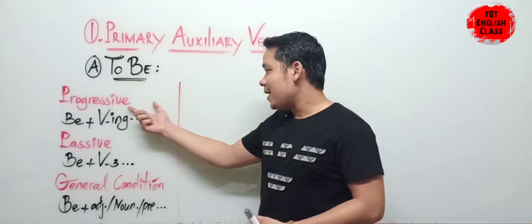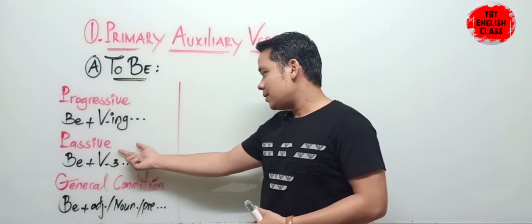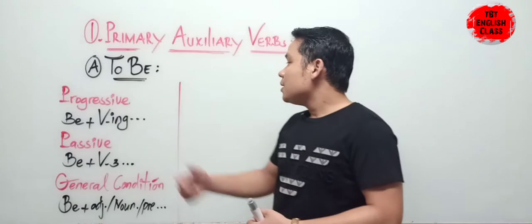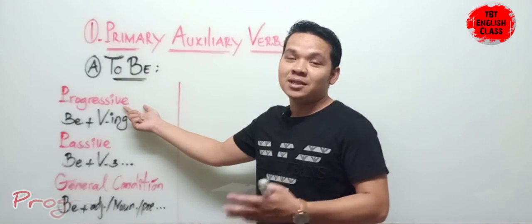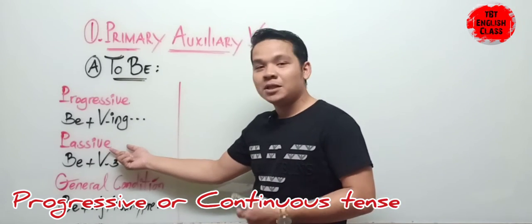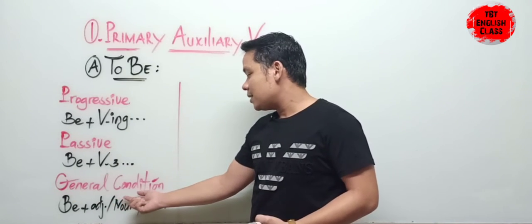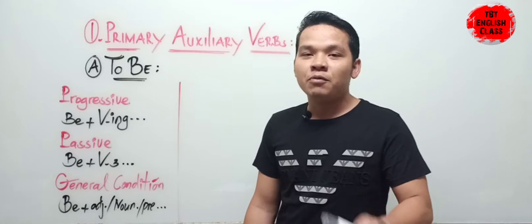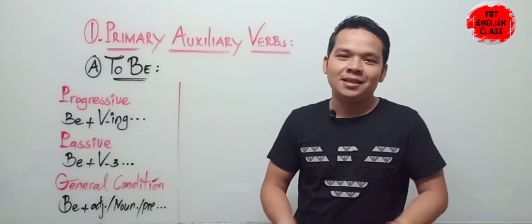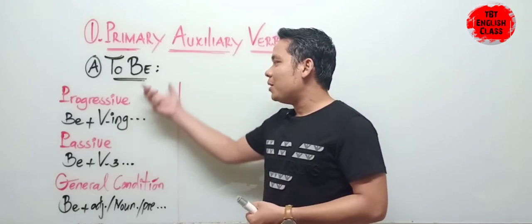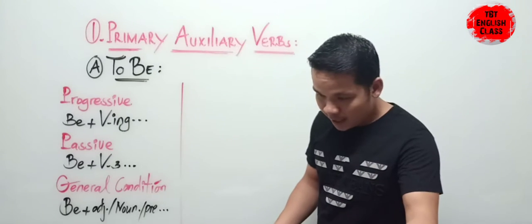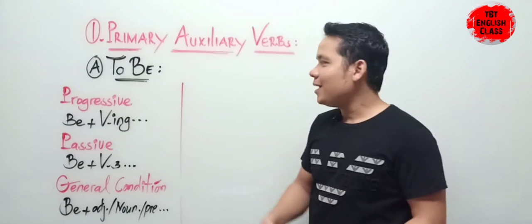I let you see here about progressive, passive, and general condition that we use with verb to be as a primary auxiliary verb. Progressive here, I refer to progressive form or progressive tense, or we can call it another way, continuous tense. And passive here, we're talking about passive voice. And general condition here, we talk about the way that we use verb to be in general situations, where we see verb to be plus noun, adjective, noun phrase, or preposition like that. Okay, so one by one with me about this part. To make you clear about this, just pay attention with me one by one.